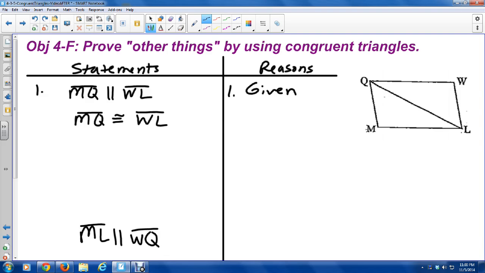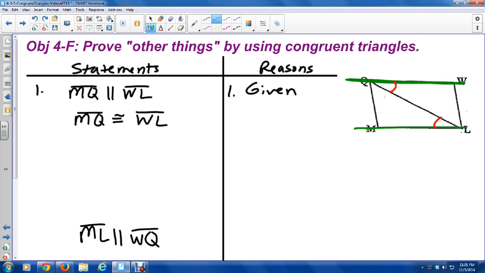Okay, and I'm just going to look right now. ML parallel to WQ. Well, let's take a look. To prove ML parallel to WQ, of course, I have 3 possible transversals. I'm going to look at that diagonal one. Can you agree with me that if I knew those 2 angles were congruent, then I would know that the lines are parallel to each other? Are those corresponding angles in my 2 triangles that I have within that figure? Yes, they are.